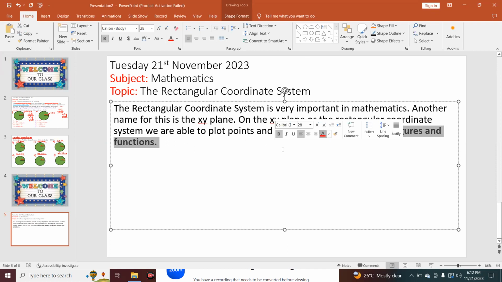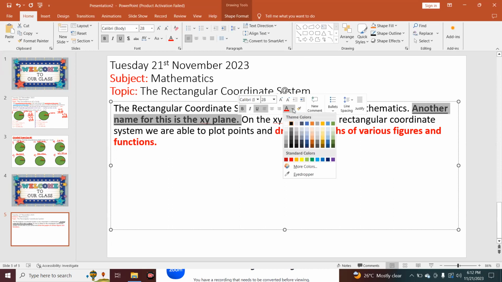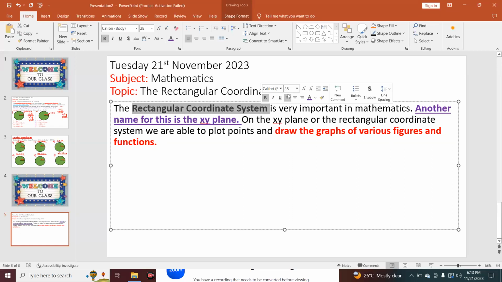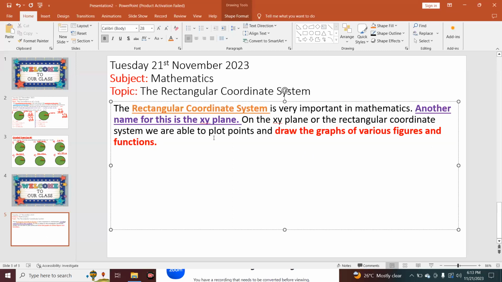What is another name for the rectangular coordinate system? The XY plane. Very good. So when I say XY plane, I mean the rectangular coordinate system. It's very useful, very important in mathematics. We do everything on the XY plane. Everything.